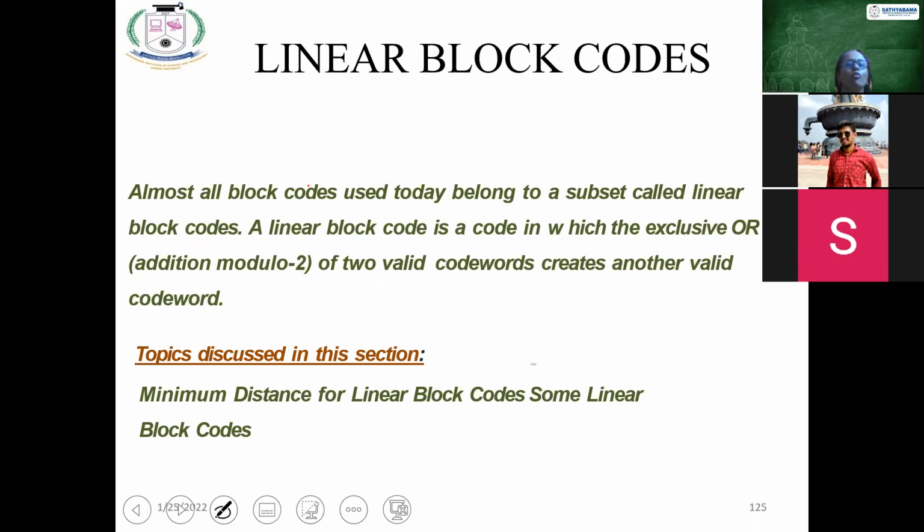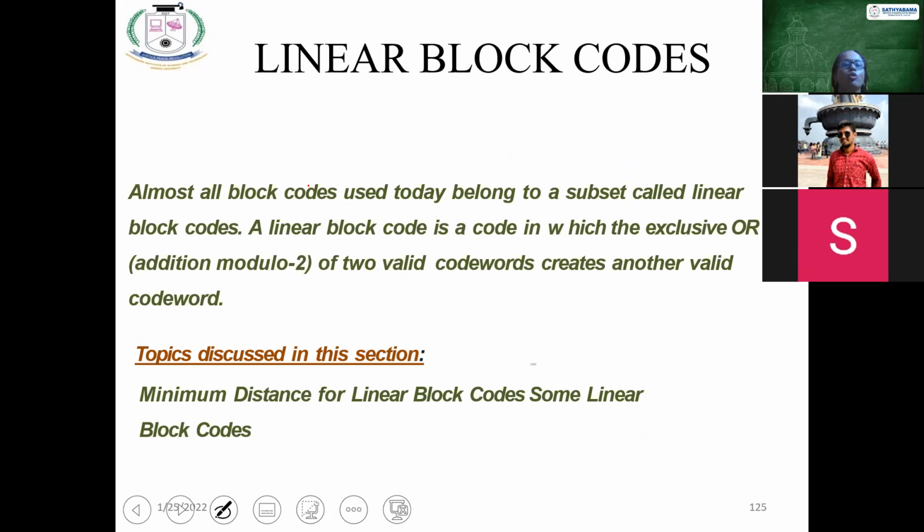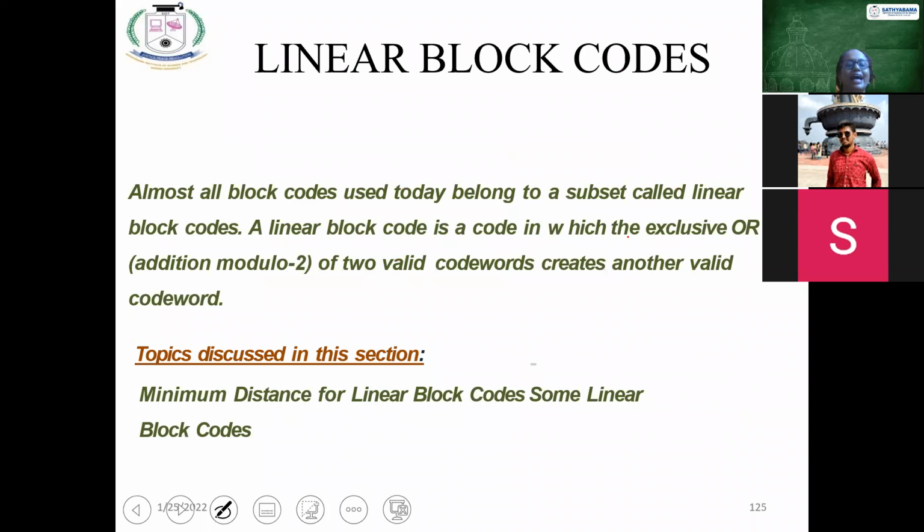Okay. Now linear block codes. What are they saying now? Performing the XOR between these 2 bits. What is the XOR operation of 0, 0? 0. XOR of 0, 1? 1. XOR of 1, 0? Again 1. XOR of 1, 1? 0. Okay.